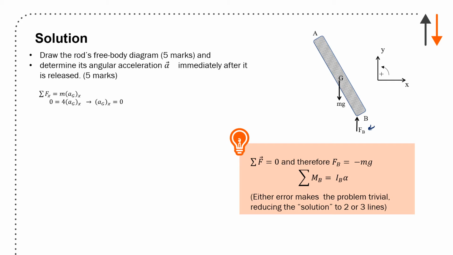So if you do the sum of forces in x, you get 0 for m a_Gx, because there are no x forces, and acceleration in x is equal to 0.